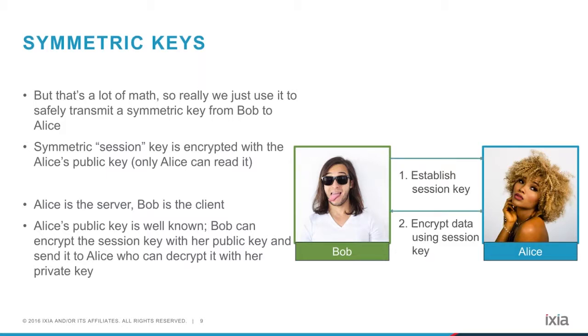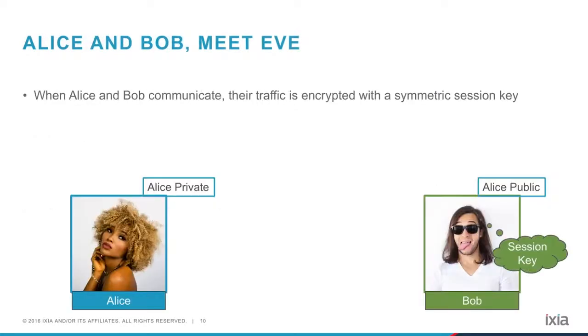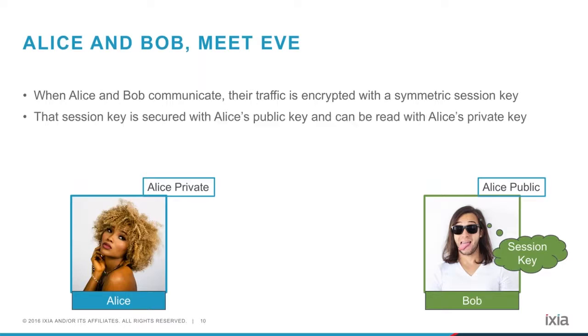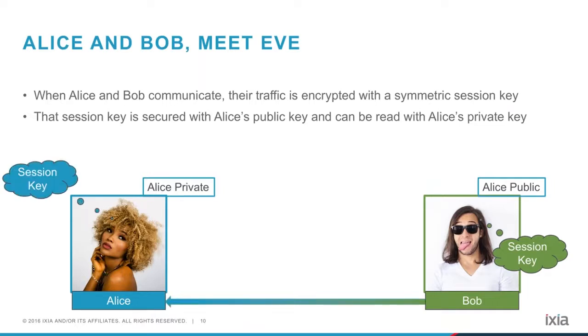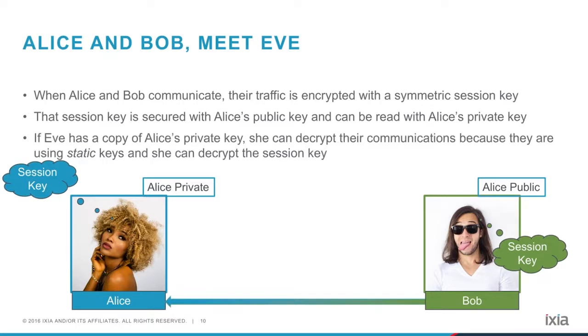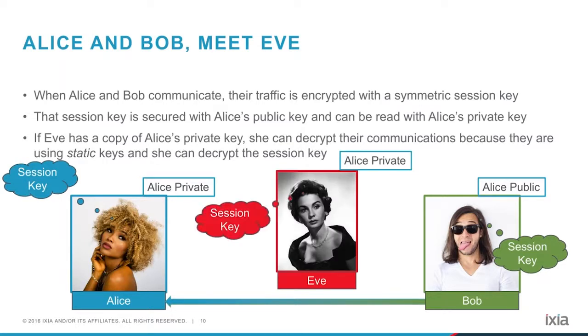As we discussed, when Alice and Bob communicate, their actual traffic, the actual payload, the content of their email, their communication, is encrypted with a symmetric session key. That session key, again, is secured with Alice's public key and can be read with her private key. Well, what happens if Eve happens to get a copy of Alice's private key? Well, she can decrypt any communications they have because they're using static keys, right? The math that we went through would be the same any time Alice and Bob talk.